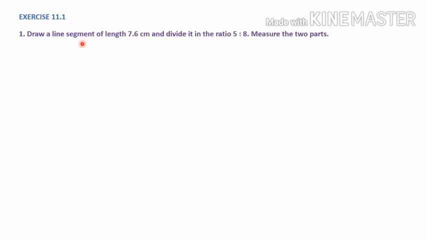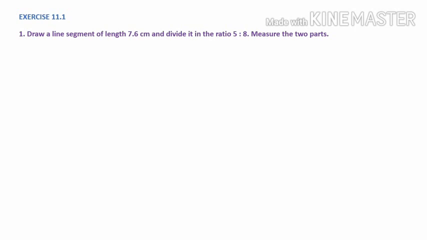Next we shall discuss exercise questions. Exercise 11.1. First question. Draw a line segment of length 7.6 cm and divide it in the ratio 5:8. Measure the 2 parts. We have to draw the line segment of length 7.6 cm and then we have to divide it in the ratio 5:8. Then we have to measure the 2 parts lengths.